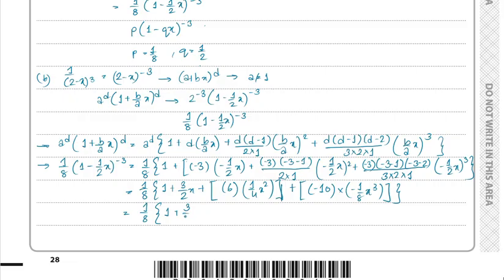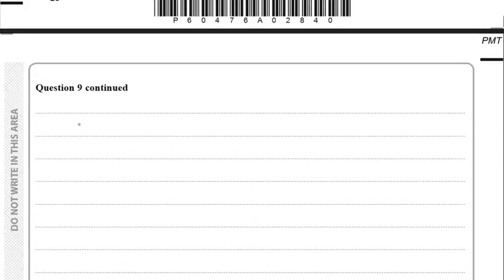1 plus 3 by 2x plus 3 by 2x squared plus 5 by 4x cubed. And this would be 1 by 8 plus 3 by 16x plus 3 by 16x squared plus 5 by 32x cubed. So this is it for part B.